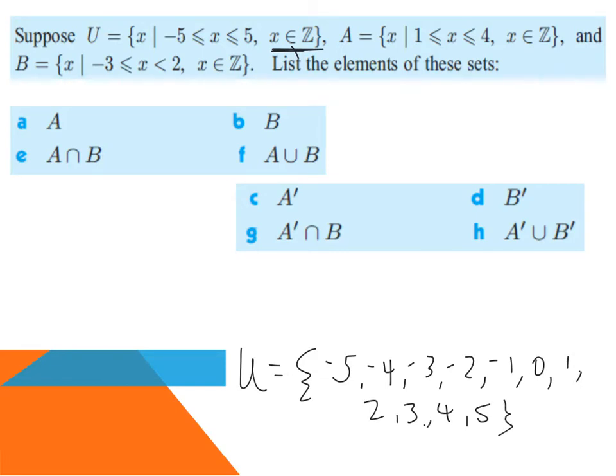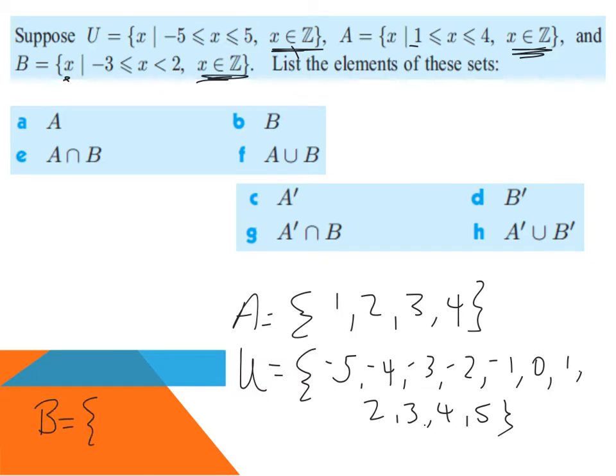And then A is the set of all x such that x is an integer and x is greater than or equal to 1 and less than or equal to 4. So A is going to be 1, 2, 3, and 4. And then B is the set of all x such that x is again an integer and x is greater than or equal to -3, and less than 2. So B is going to be -3, -2, -1, 0, and 1. We don't include 2 because it's less than 2, not equal to 2.